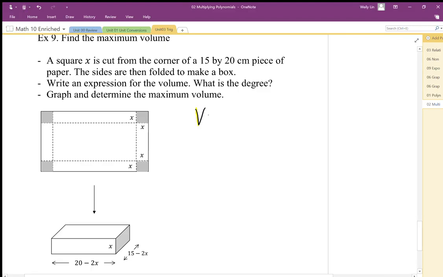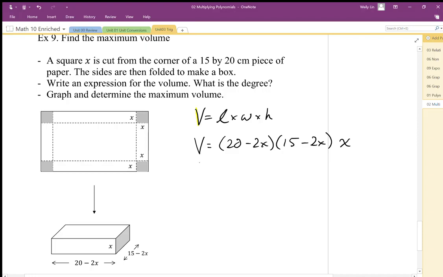So volume is equal to length times width times height. So the volume is going to be 20 minus 2x, 15 minus 2x, times the height, which I'm going to get is x. So there's an expression for my volume.